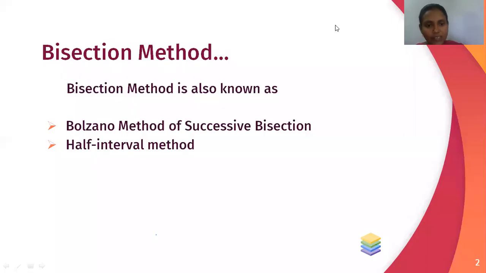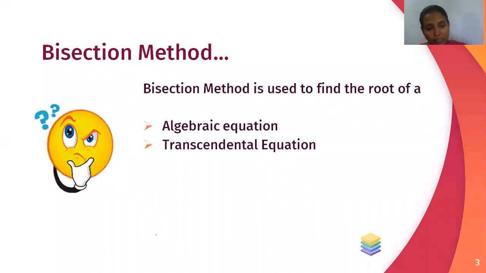In this video, we are discussing the bisection method. The bisection method is also known as the Bolzano method or the half interval method. So what is the importance of the bisection method? We can find out the root of an algebraic equation and also a transcendental equation.